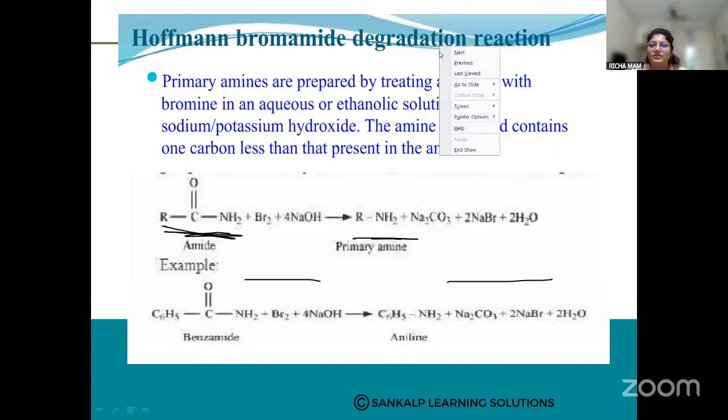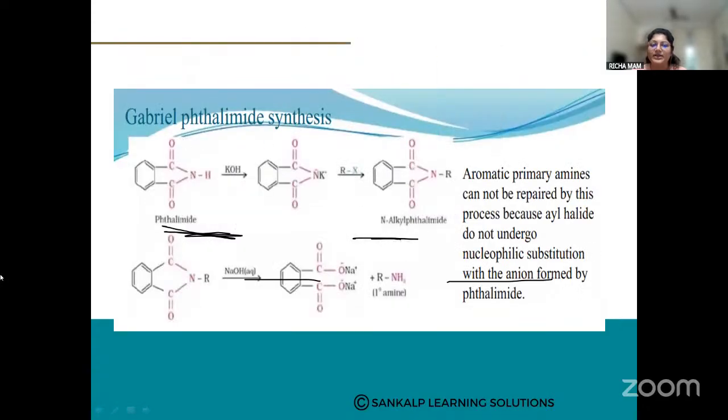Then we have also discussed the Gabriel phthalimide synthesis. Phthalimide is taken and reacted with KOH, potassium hydroxide, to give the potassium salt of phthalimide. This potassium salt further reacts with an alkyl halide, giving N-alkyl phthalimide. This N-alkyl phthalimide further undergoes base hydrolysis to give a phthalate, and the primary amine is the product which you obtain.